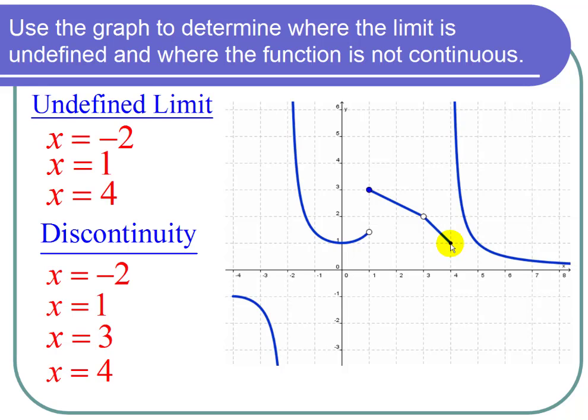So the list of undefined limits is x equals -2, 1, and 4. And the list of discontinuities is x equals -2, 1, 3, and 4. And I'm done with the problem.